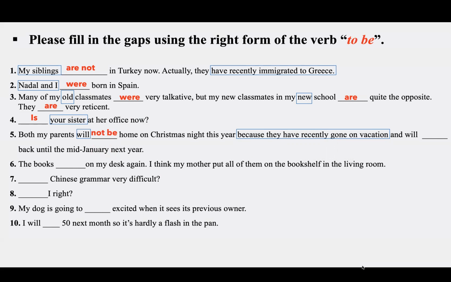So we say Christmas night. Since we say Christmas night, we use on. But if you just use Christmas, you need to say at Christmas. So just Christmas, we use the preposition at before it, at Christmas. Here it says Christmas night. That's why we say on Christmas night. And then the next part of the sentence, because they have recently gone on vacation and will not be back until the mid-January next year.